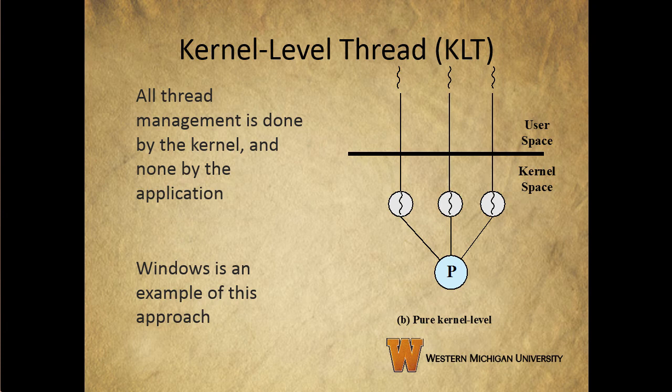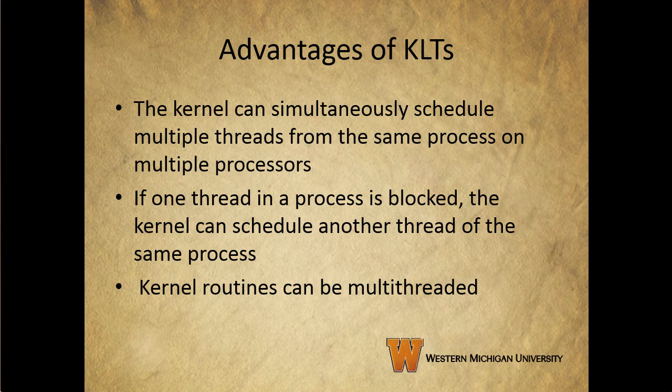Now, the kernel maintains context information for the process as a whole and for all the individual threads within the processes. Windows is an example of an operating system that implements this kind of approach. Scheduling by the kernel is done on a thread basis. This approach overcomes the two principal drawbacks of the user-level thread approach.